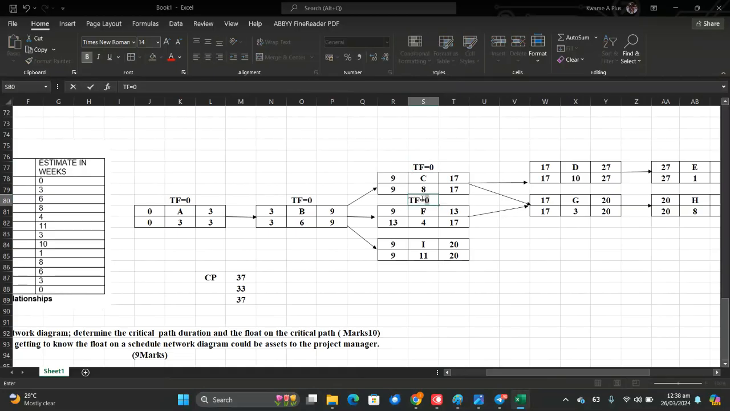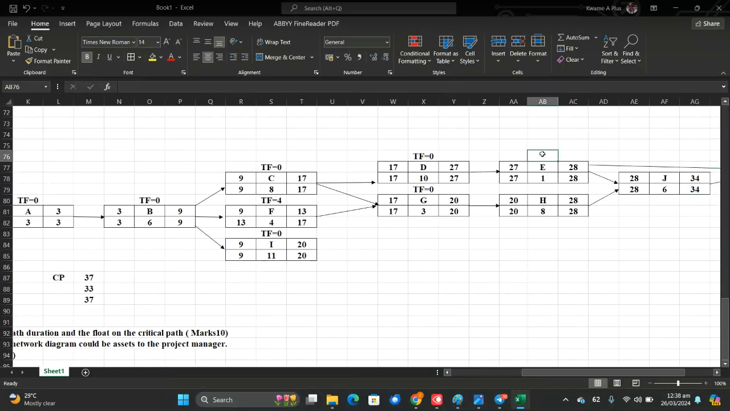Total float is equal to 30 minus 9 is what? It is 4. Right? Yeah. And then this total float is equal to 0. So we are seeing why. Total float is equal to 0. And then here, total float is equal to what? 0. And then here, total float is equal to what? 0.